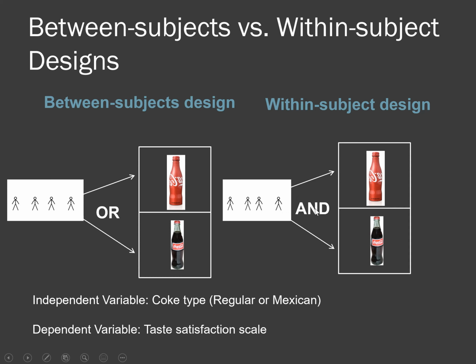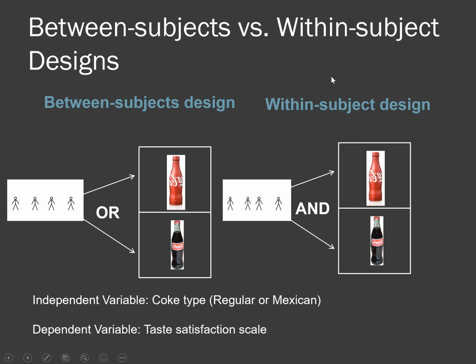If it's a within subjects design, on the other hand, participants would show up to the experiment and they would be randomly assigned to maybe encounter one of these first and the other second. So they would taste each type of Coca-Cola. Maybe we would do something in between to eliminate some of the carryover effects, like give them some sort of sherbet that might clear their palate or something like that. But for the most part, participants would rate their taste satisfaction in each condition, and we would compare within participants to see if there is a significant difference.